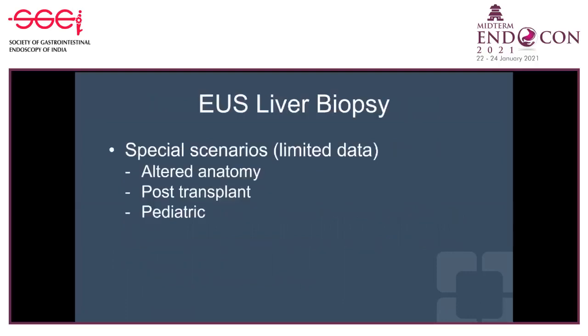So what about liver biopsy in special scenarios like altered anatomy or post-transplant population or pediatric? Again, the data are very limited, basically limited to some case series or case reports. In the series published by Deal and by Hassan from Orlando group, they had about 2 patients each out of their entire cohort of 110 patients and 40 patients respectively who had altered anatomy, and they targeted left lobe.